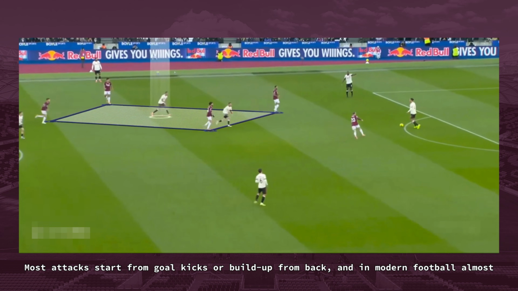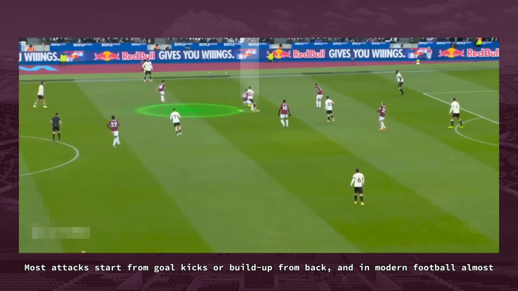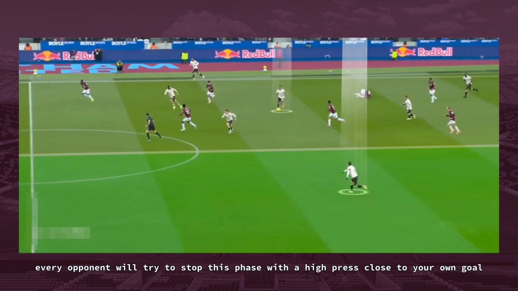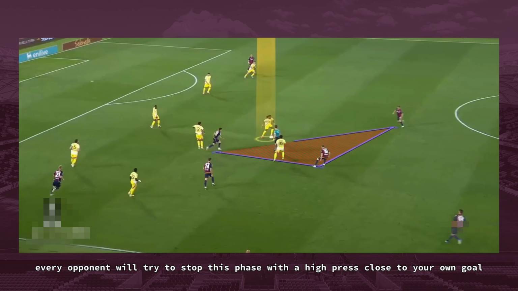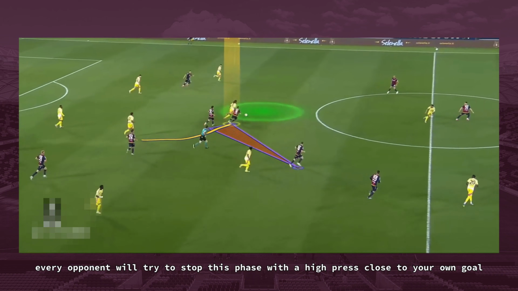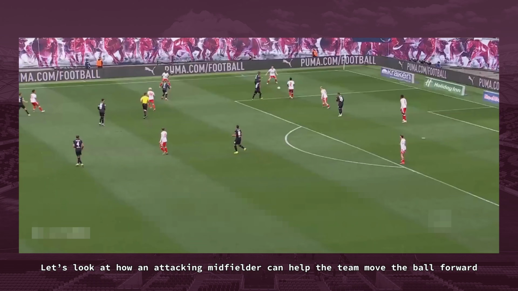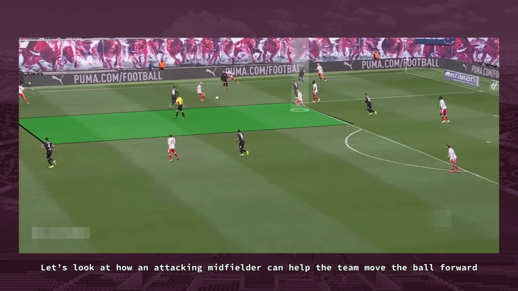Most attacks start from goal kicks or build up from the back, and in modern football almost every opponent will try to stop this phase with a high press close to your own goal. Let's look at how an attacking midfielder can help the team move the ball forward.